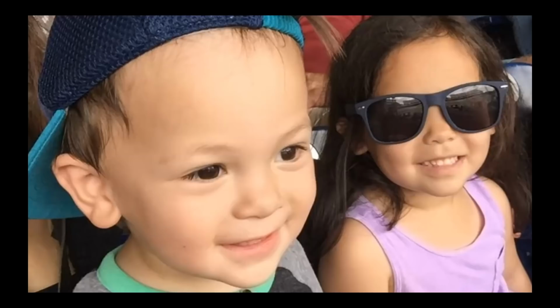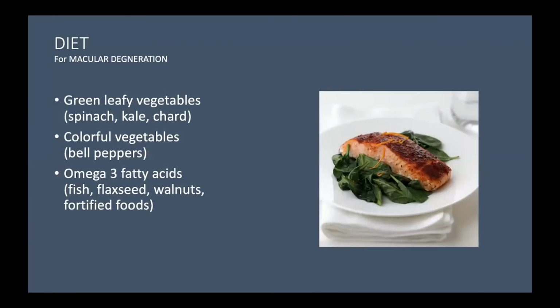So it's never too early to wear a hat and sunglasses and protect the eyes and retina from too much ultraviolet light. In terms of diet, we recommend a diet rich in green leafy vegetables, such as spinach, kale, and chard, colorful vegetables such as bell peppers, and omega-3 fatty acids, such as found in fatty fish and salmon, flaxseed, walnuts, and also fortified foods. And most patients can identify some of these foods that they enjoy and that they can try and introduce into their diet or increase in their diet.